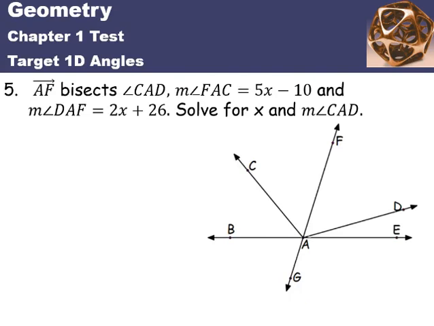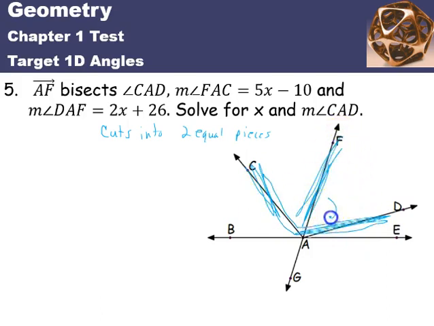Okay, for this problem, AF bisects angle CAD. So remember, bisects means cuts into 2 equal pieces. So this angle right here got cut by this line into 2 equal pieces. So those 2 pieces are equal. So FAC is 5x minus 10, and DAF is 2x plus 26, and they are equal. So I'm going to say 5x minus 10 is equal to 2x plus 26.